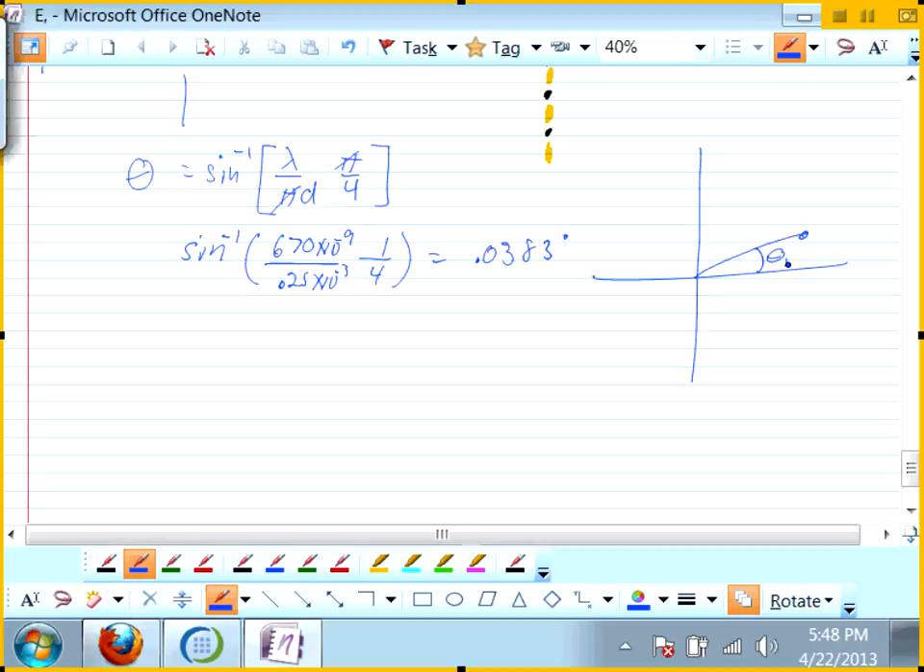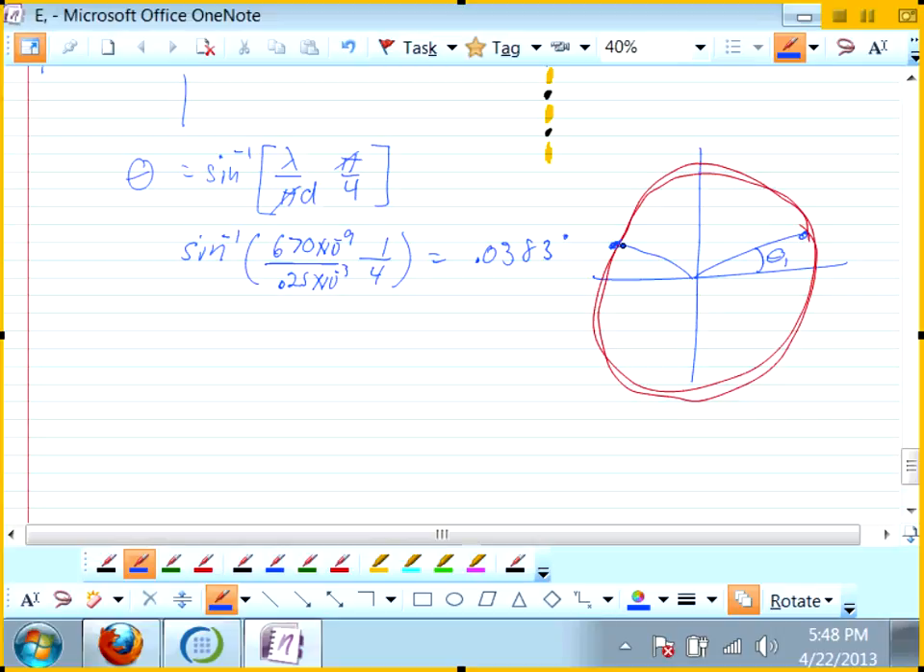What's another angle that has the same sine? Multiples? Really? Yeah. So on the unit circle, this is supposed to be a unit circle. Not very circular, but you get the idea. These two angles have the same sine. How are they related? That one and that one.